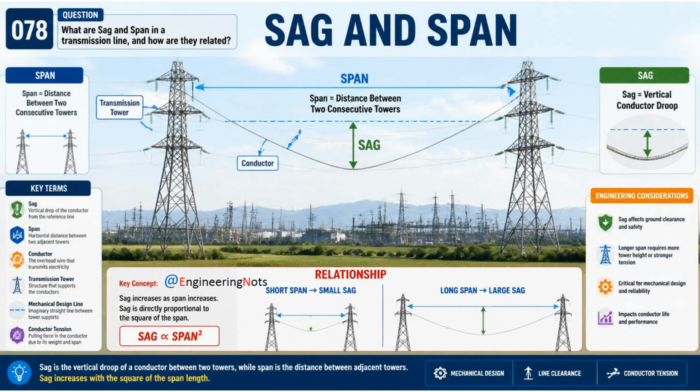Question 78. What are sag and span in a transmission line, and how are they related? Sag is the vertical droop of a conductor between two transmission towers caused by its weight. Span is the horizontal distance between two consecutive transmission towers. The amount of sag increases as the span length increases. In transmission line design, sag is directly proportional to the square of the span length. In summary, span is the distance between towers, sag is the conductor droop, and sag increases significantly as span becomes longer.